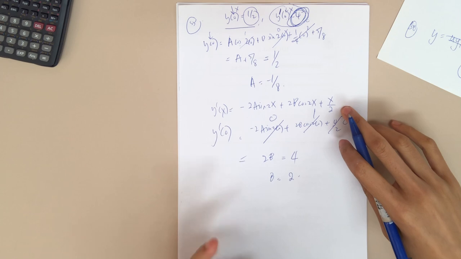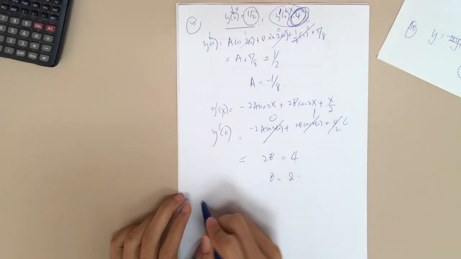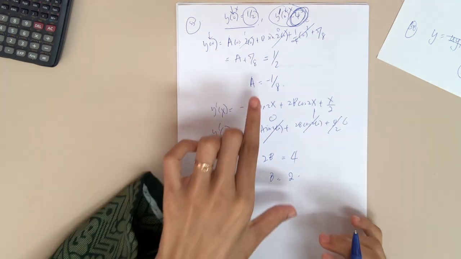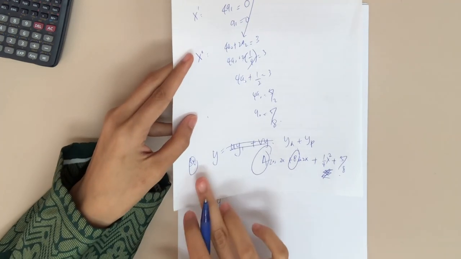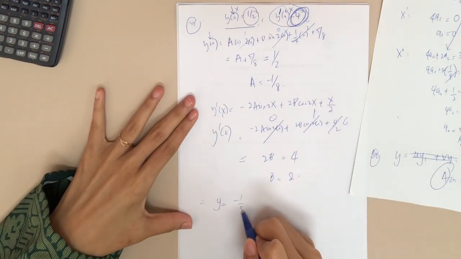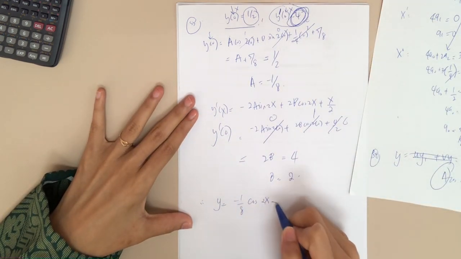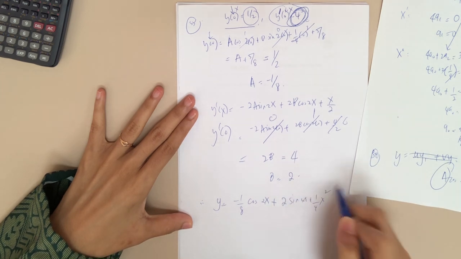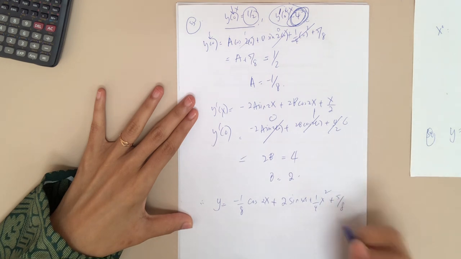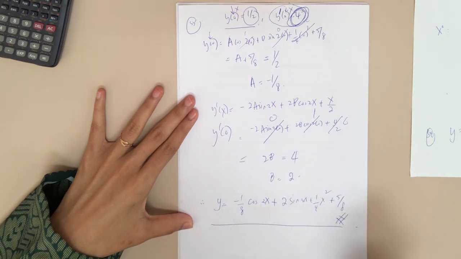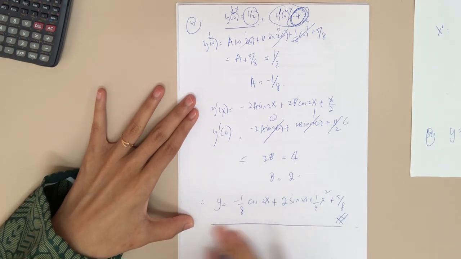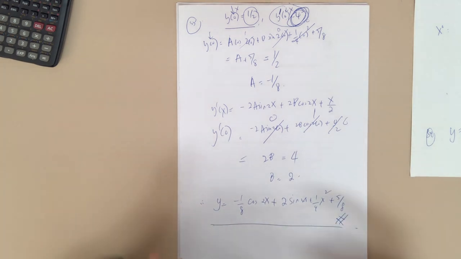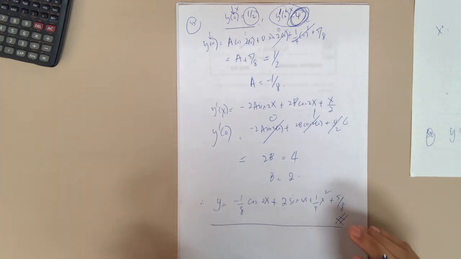So now you're almost done. The final step is just to substitute these two values back into your equation y. Your A is negative 1/8, so negative 1/8 cos 2x, plus B equal to 2, so 2 sin 2x, plus 1/4 x squared plus 5/8. So this is the final answer. You can see that there are no longer any unknowns here. All the unknowns have been substituted with the values that we found.